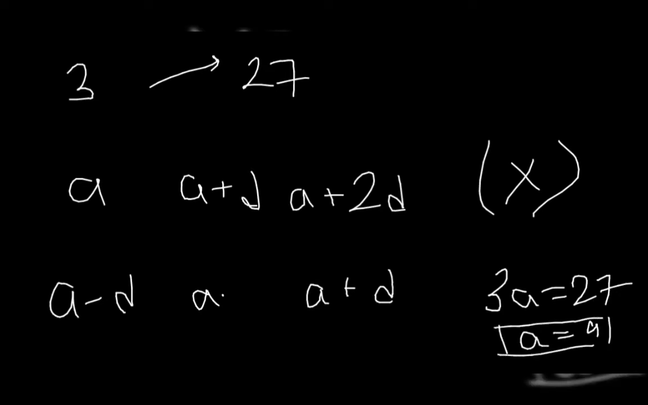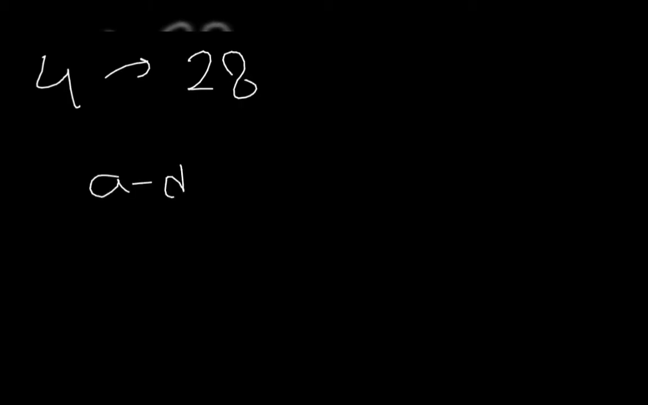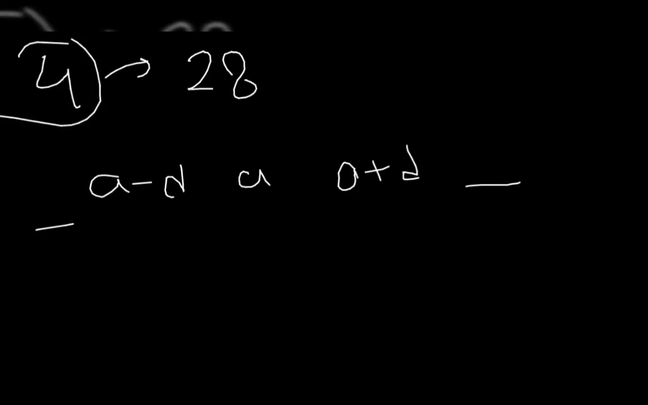Now they can also ask for four values, let's say 28. How will you do it? You will say, see, A minus D, A, then A plus D, then what term will I put? Extra D will come, so I can do the normal way also: A, A plus D, A plus 2D, A plus 3D. That is better, you would say, in the case of even terms.